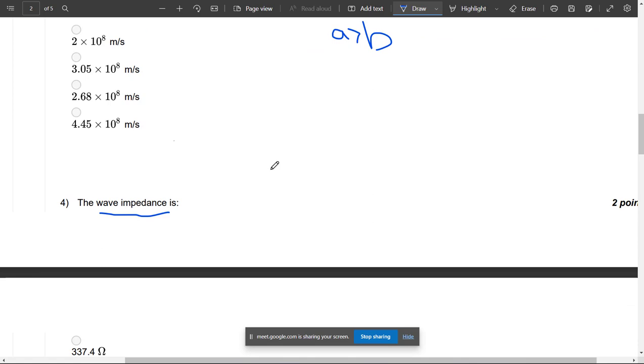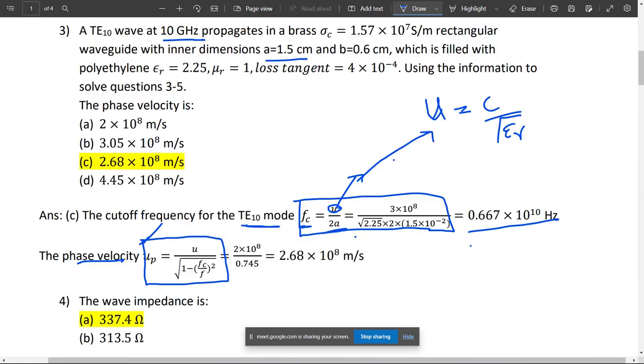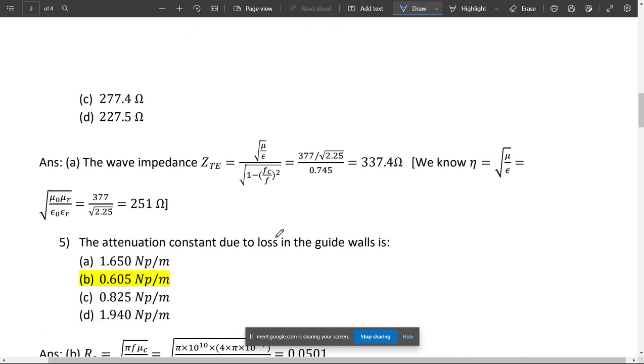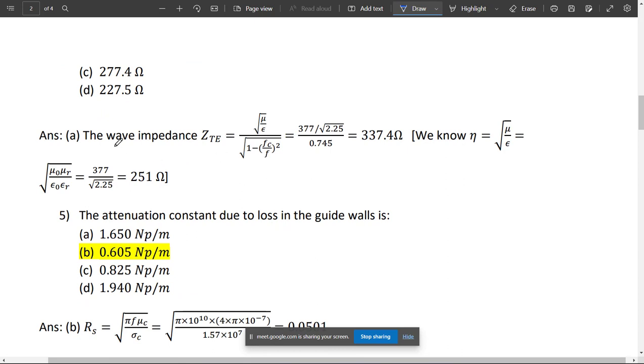Under root of 1 minus fc by f whole square, madam. Yes. Very good. Yeah. So the wave impedance, first question, but since the mode has changed, the formula will also be changed. So the wave impedance for a TE10 mode will have a formula of under root mu by epsilon upon under root 1 minus fc by f square.